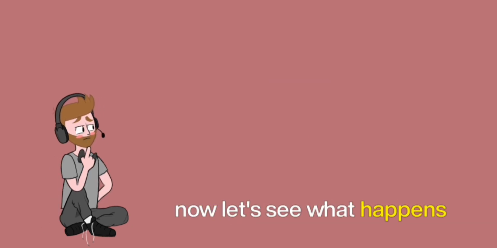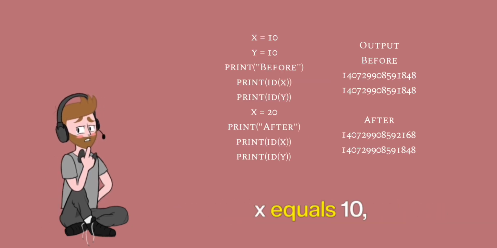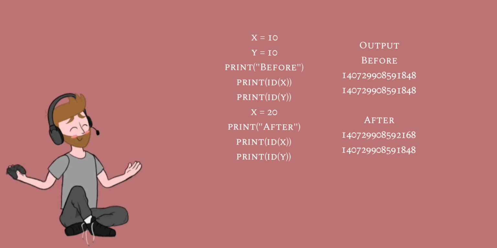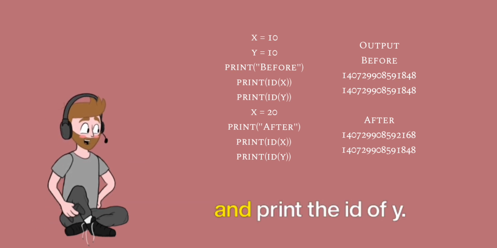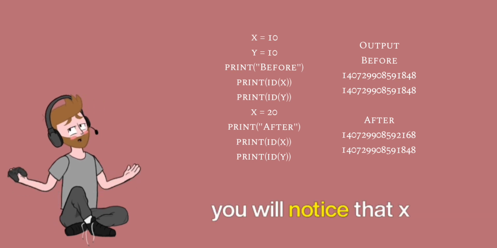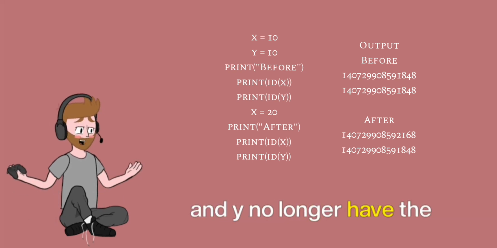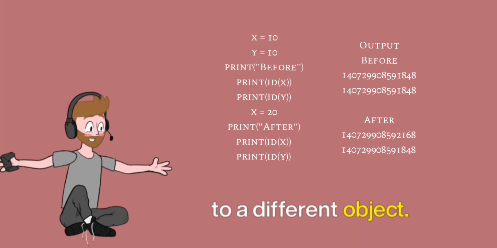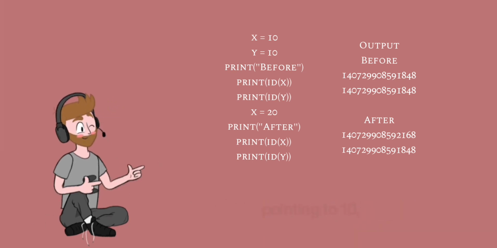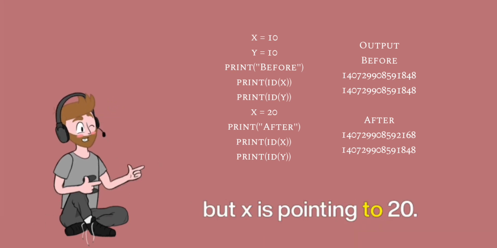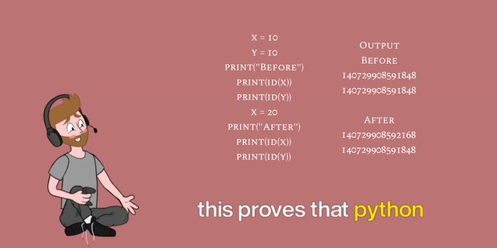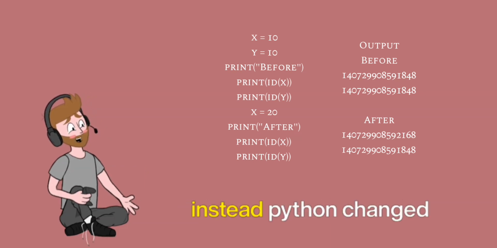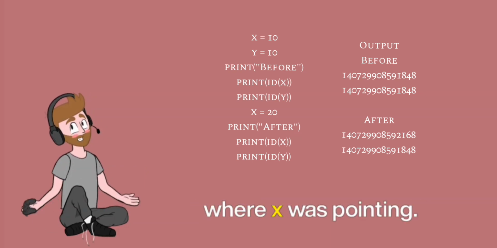Now let's see what happens after reassignment. X equals 10. Y equals 10. Then, X equals 20. Now print the ID of X and print the ID of Y. You will notice that X and Y no longer have the same ID. Why? Because X is now pointing to a different object. The variable Y is still pointing to 10, but X is pointing to 20. This proves that Python did not change the number 10. Instead, Python changed where X was pointing.